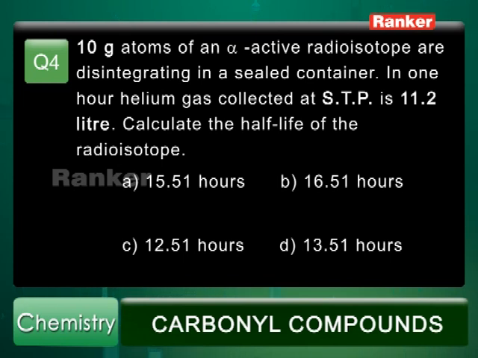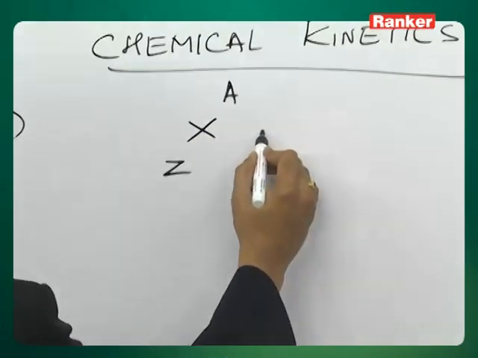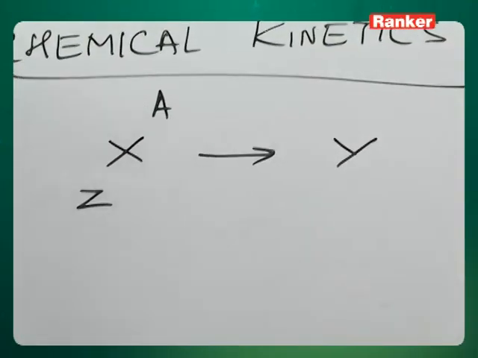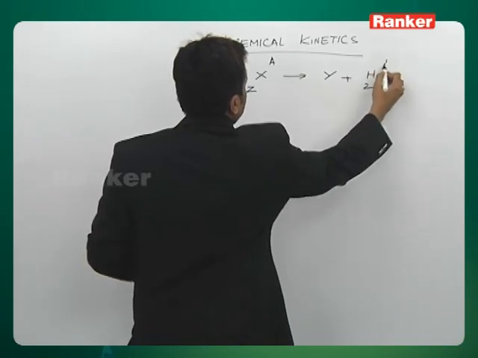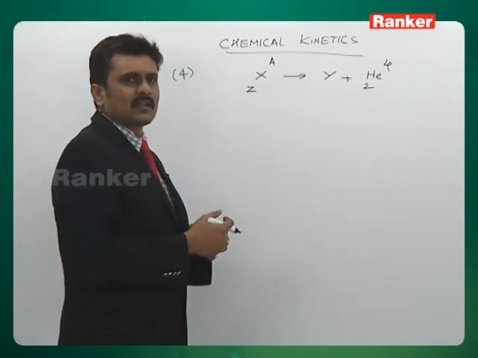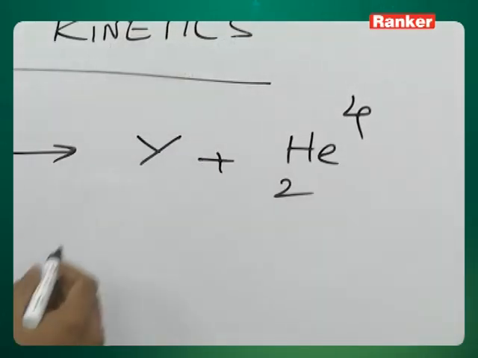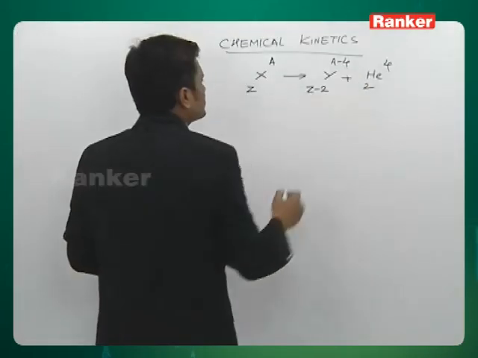So here you see we have got one radioactive isotope, say X, with the atomic number Z and mass number A, undergoing the decay in a sealed container where helium gas is evolved. That is the combination of the alpha particle with the free electron we call as helium gas. And when helium gas is evolved or alpha particles are evolved, the resultant daughter nuclide will change its atomic as well as mass number.